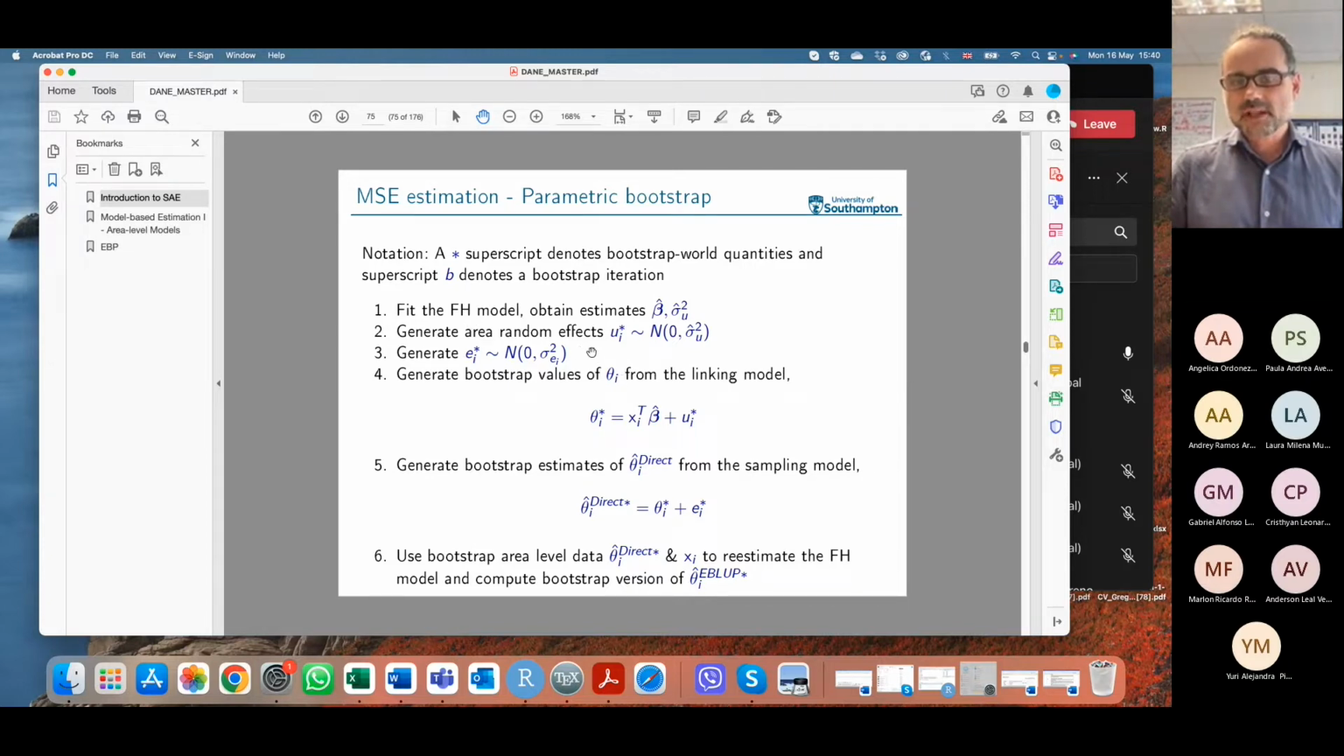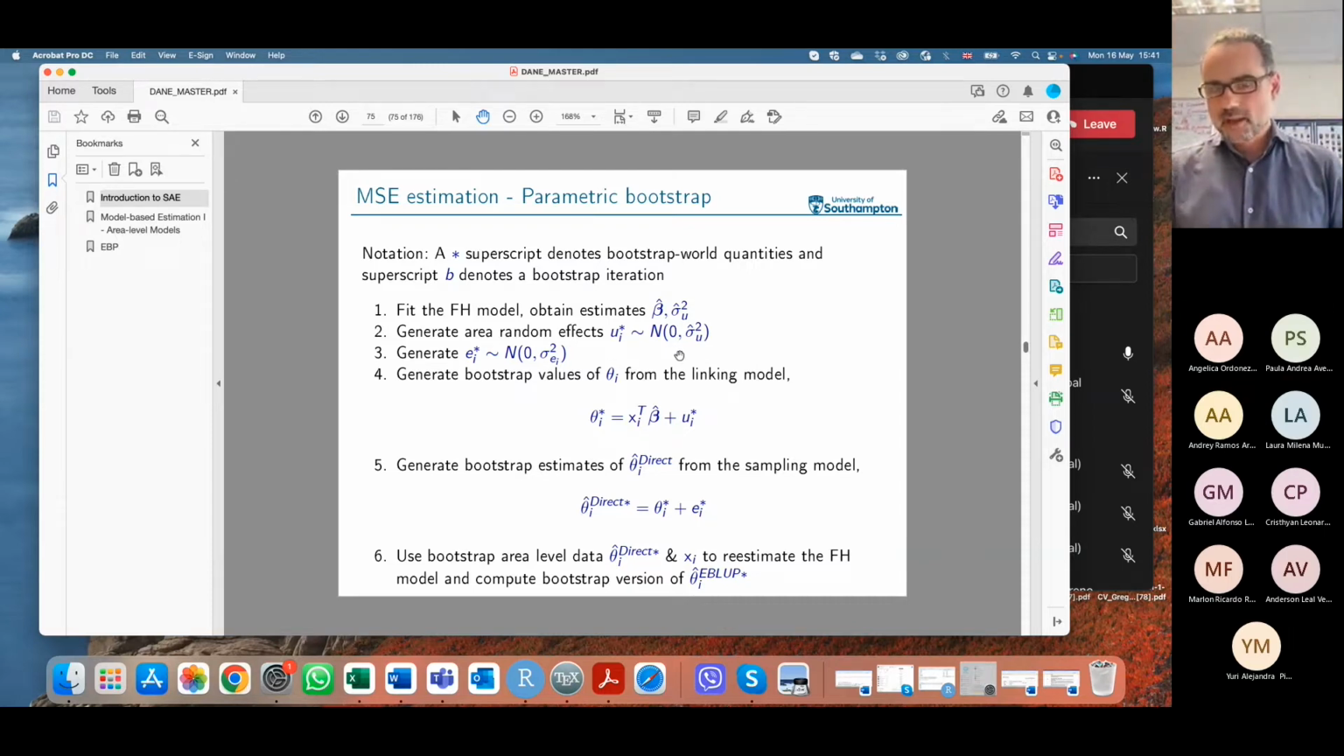I'm going to generate one realization of random effects, which I denote by u_i star. I'm assuming that my u_i stars follow a normal distribution with mean 0 and variance sigma u square hat. This is what we estimated with our original data. So under my assumption, and having estimated sigma hat u, I can draw one set of random effects.